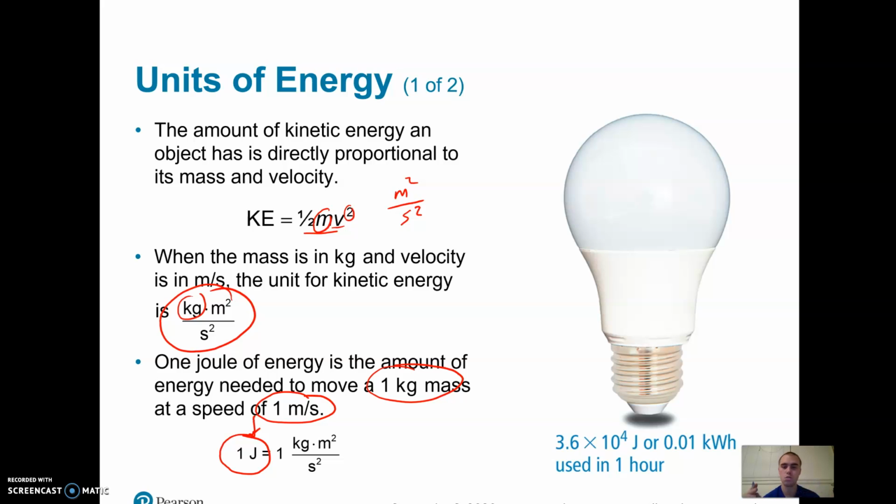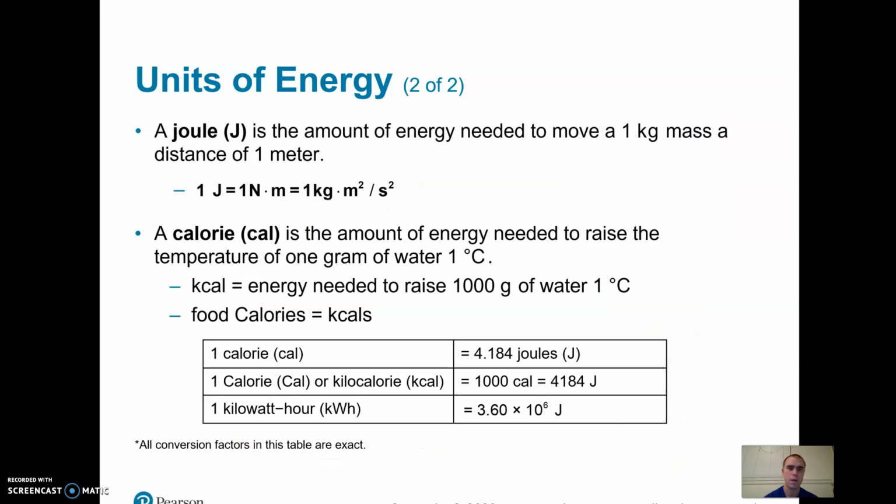We will be using joules mostly, and maybe some kilojoules as our unit, so that would be kJ, for our energy units for this chapter. This is a slide that I want you to pay attention to here, particularly this little conversion table.